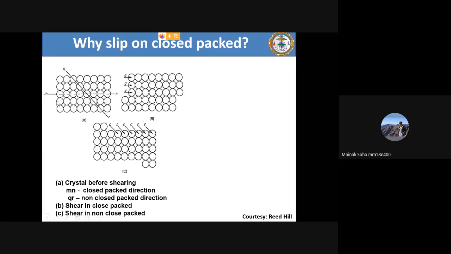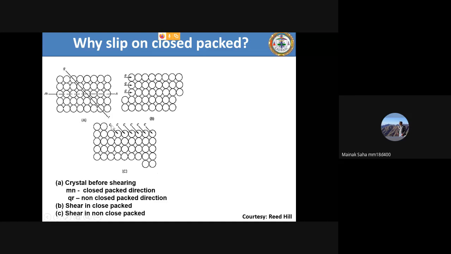So if I show you a crystal, this is a crystal before shearing. It's a crystal where no shearing has occurred. Now the second case is that I consider QR. This is another plane of atoms. If you consider this in 3D, this is the plane of atoms. In 2D, this is a line, and in 3D, if you extend it outside or inside the board, it's a plane, right? So considering this is 2D, QR is nothing but the non-close-packed direction.